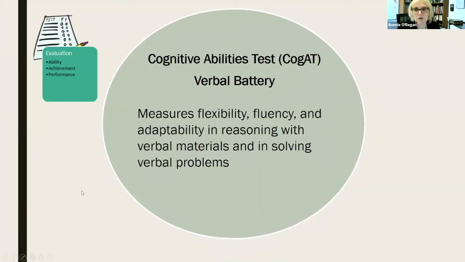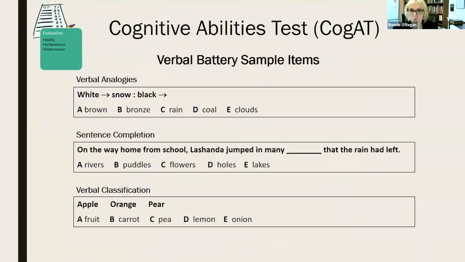Starting with the ability, we use the Cognitive Abilities Test to test for abilities. The verbal battery looks at fluency with words. So, here the students are given 20 to 24 questions. This is a timed test, and there's 3 different components. In verbal analogies, students examine a pair of words and think of ways in which they're related.